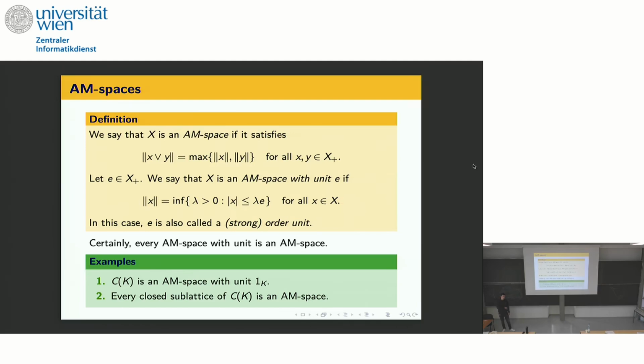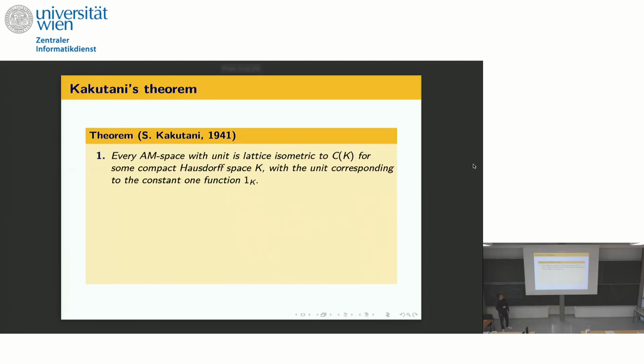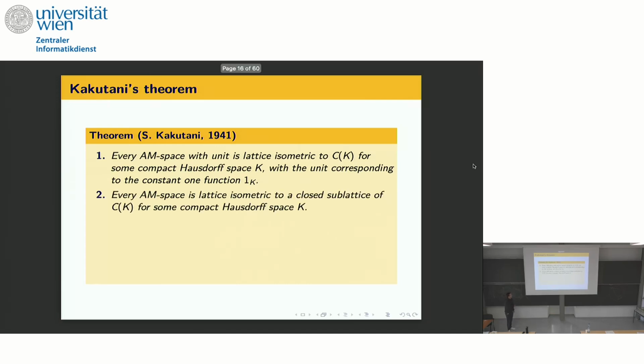Are there more examples? Well, essentially, no. And this is the very classical result by Shizuo Kakutani from 1941. He published in Annals that every AM space with unit is lattice isometric to a C of K for some appropriate compact K, with the unit going to 1. And then what about AM spaces that may not have a unit? Well, they are isometric to the closed sublattices of C of Ks.